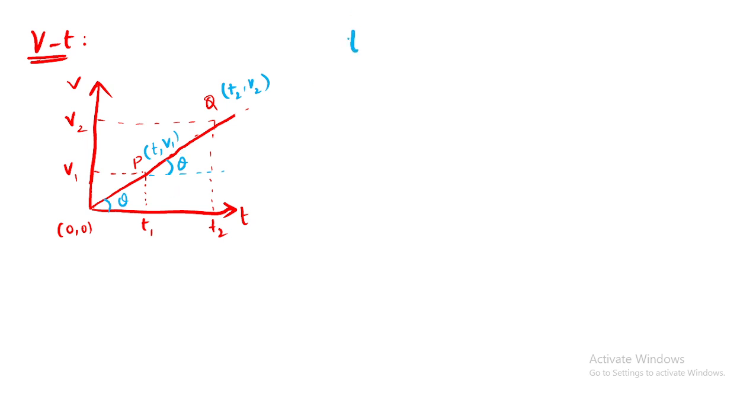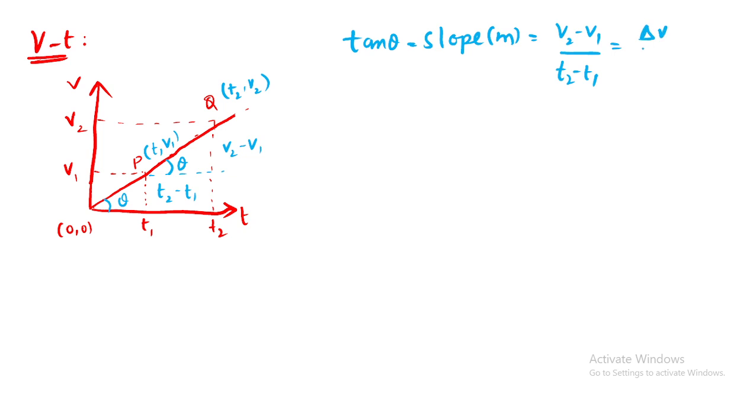So you know already tan theta is nothing but the slope m. Slope m means here it will be V2 minus V1 divided by T2 minus T1. Opposite is V2 minus V1 and adjacent is T2 minus T1, which is nothing but change in velocity by change in time. Which indicates which one?